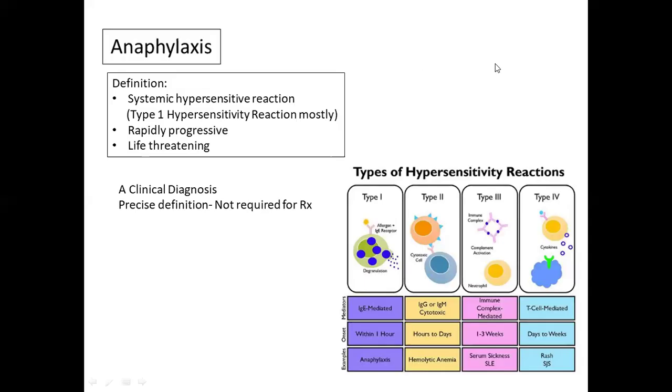So basically, anaphylaxis is a rapidly progressive, life-threatening systemic hypersensitivity reaction to some external stimuli, an external trigger like an allergen or any external antigen, right? So it is usually a type 1 hypersensitivity reaction. Sometimes it happens without any IgE-mediated mechanism, right? Here, that is the type 1 hypersensitivity reaction.